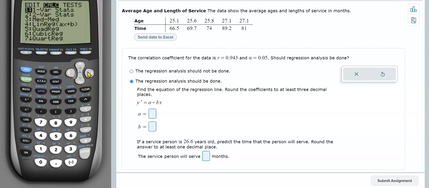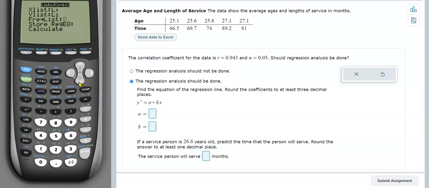I'm going to go to calculate, right? And you can see here, number 4 is giving linear regression as well, but it's AX plus B. You don't want to use this. You want to use A plus BX. You don't see it now, but if you keep scrolling down, you can see it here. Number 8 is linear regression A plus BX. All right, so that's the one that you are supposed to use. Enter. The X list in L1 is good. L2 in Y list, good.